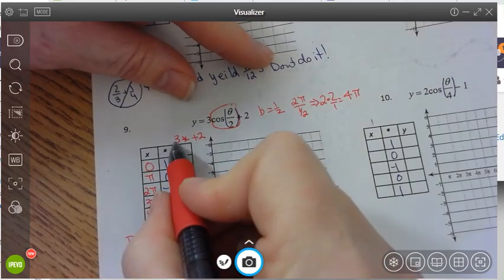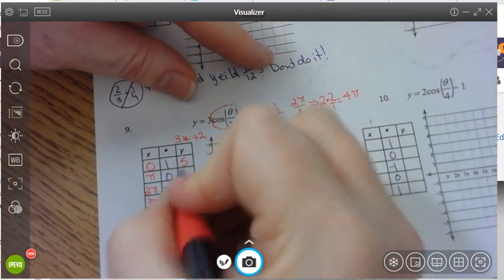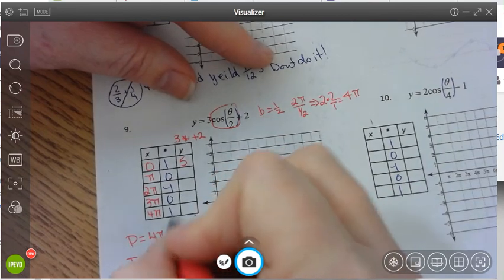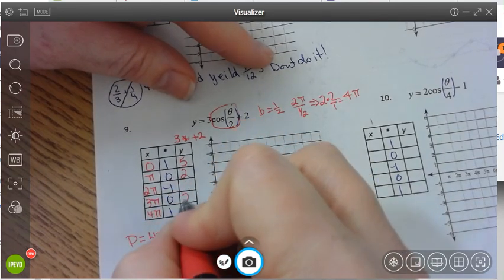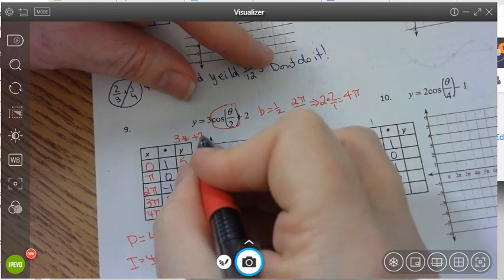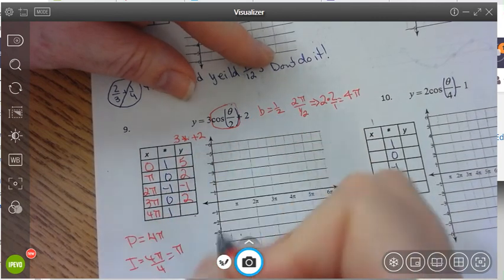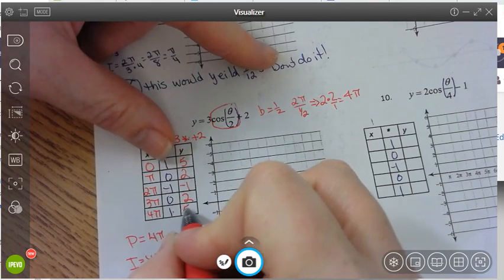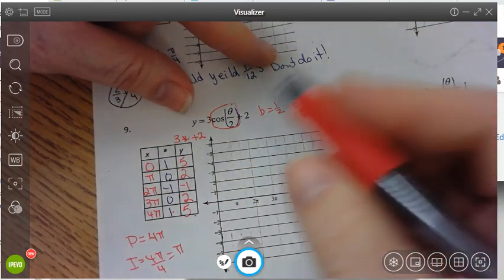Okay? So 1 times 3 is 3, plus 2 is 5. 0 times 3 is 0, plus 2 is 2. Oh, that means the other 0 is 2. Negative 1 times 3 is negative 3, plus 2 is negative 1. 1 is back to 5. Oh my gosh, how easy is this to graph?